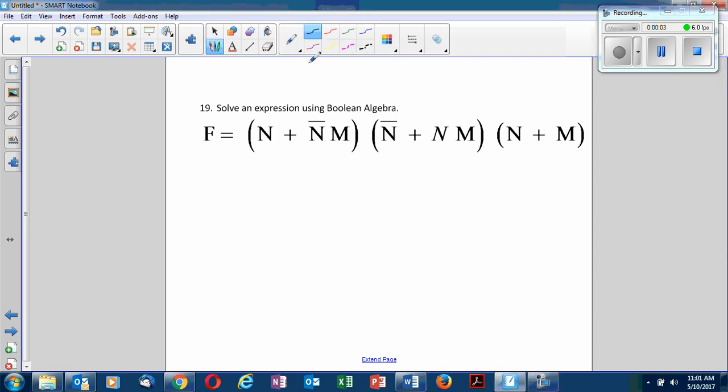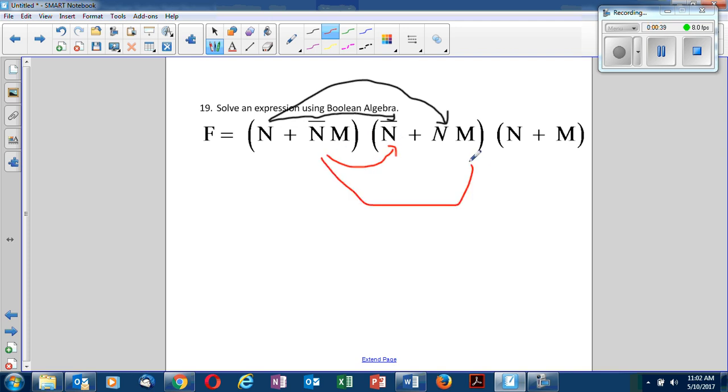Question number 19. Solve an expression using Boolean algebra. So over here I have an expression: (n + not n m) times (not n + n m) plus n m. The first thing I can do with an expression like this is to multiply it out. I'm going to multiply this term with this term, and this term with this term, and then I'm going to get this one and this one.